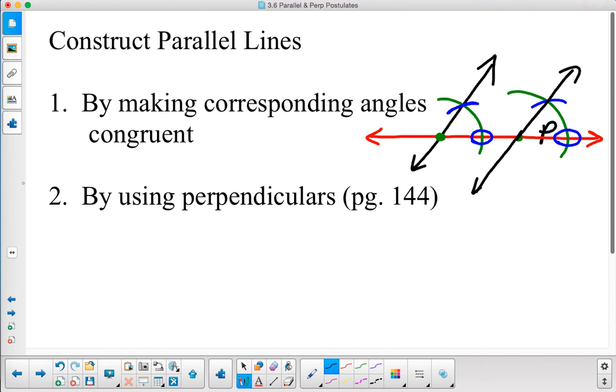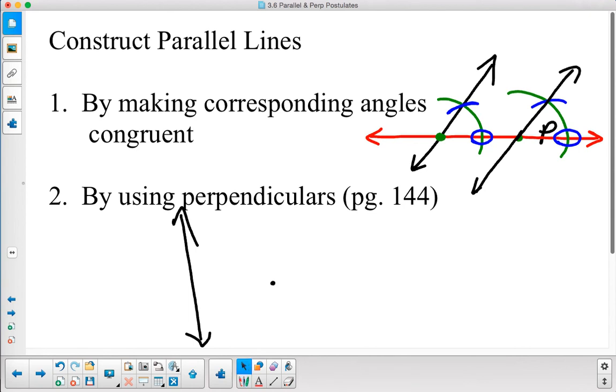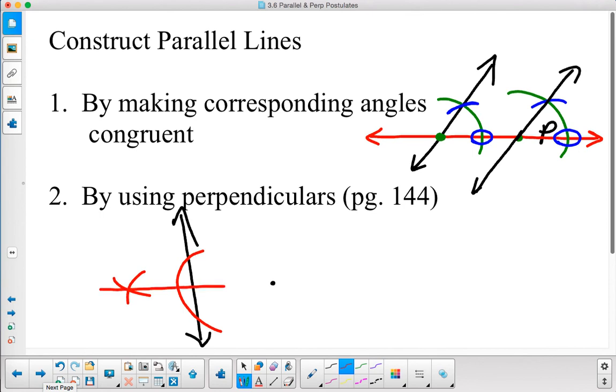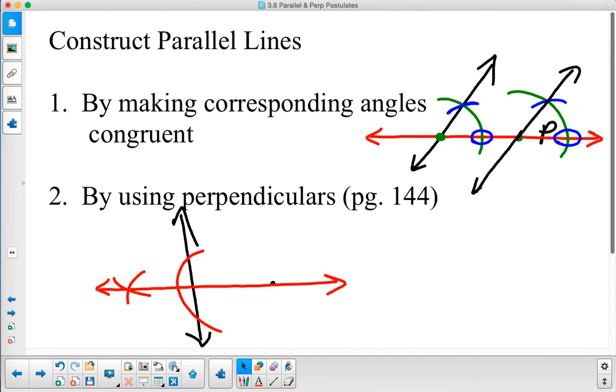And if we use perpendiculars, this will be one that you have to do on your homework assignment. Let's start with a line and a point not on that line. Let's make the perpendicular through that point. And now I want to make a perpendicular going up and down through that point. These are just the two constructions from the last screen.